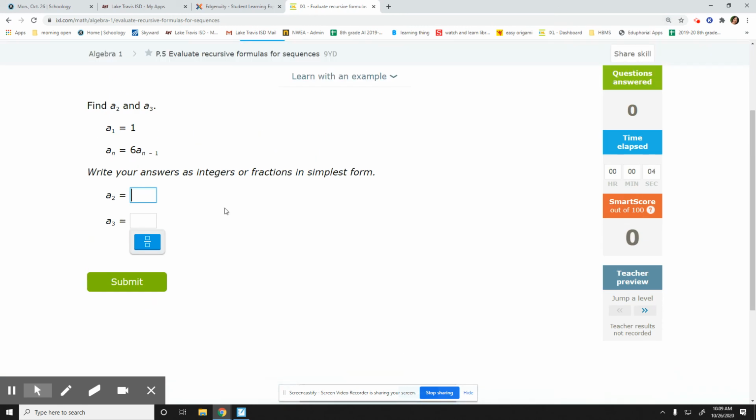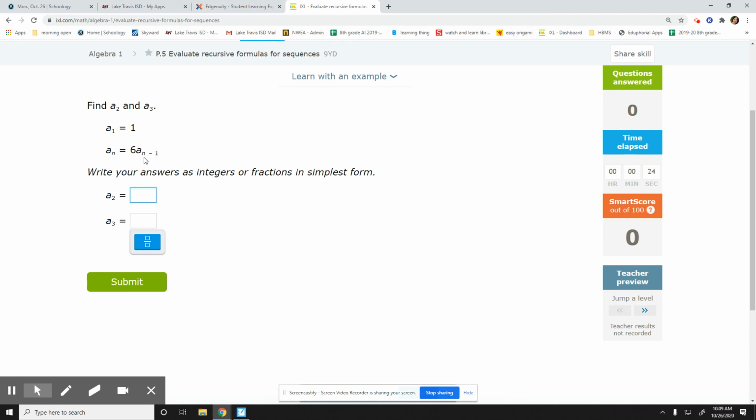Okay, so it says find A2 and A3, but it gives you this really weird equation. So it says you start with 1. Now the rule is you're going to take 6. You don't see a plus or minus, so it's always times. You're going to times that by the number you're looking for minus 1.